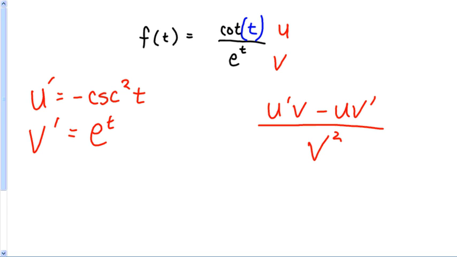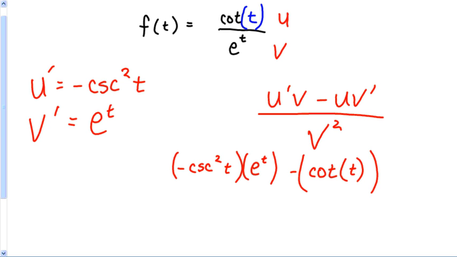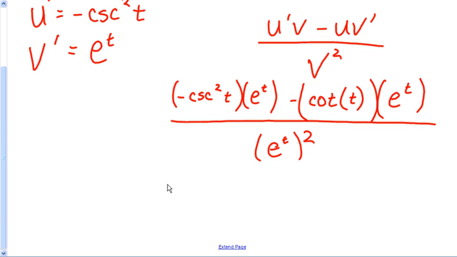And now I wonder if I made this one up or it came out of a book, because this thing is hideous looking. Negative cosecant square t times v, which is e to the t, minus u, which is cotangent t, oh goodness, times v prime, which is e to the t, over v square, e to the t squared. Good night. Who came up with this one? This thing is beyond ugly.